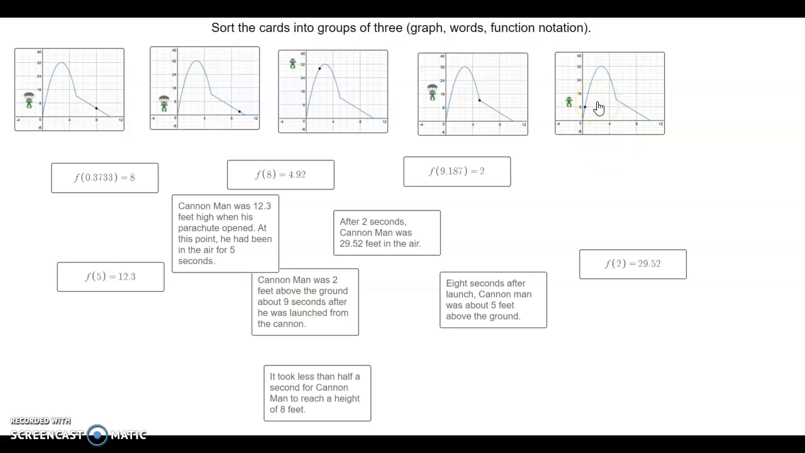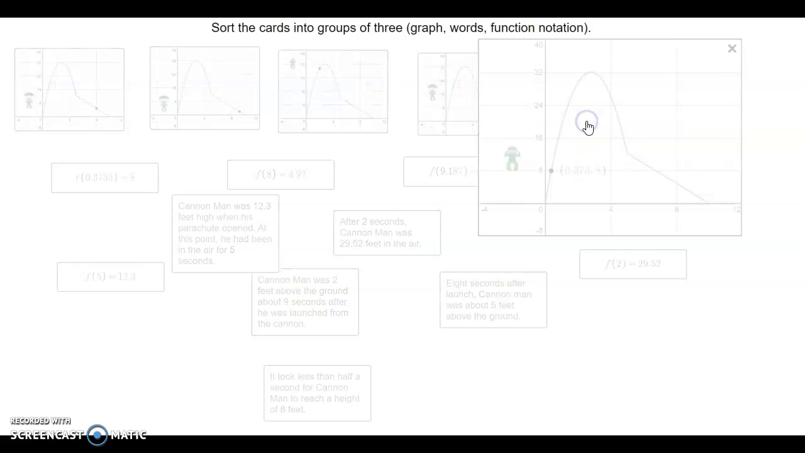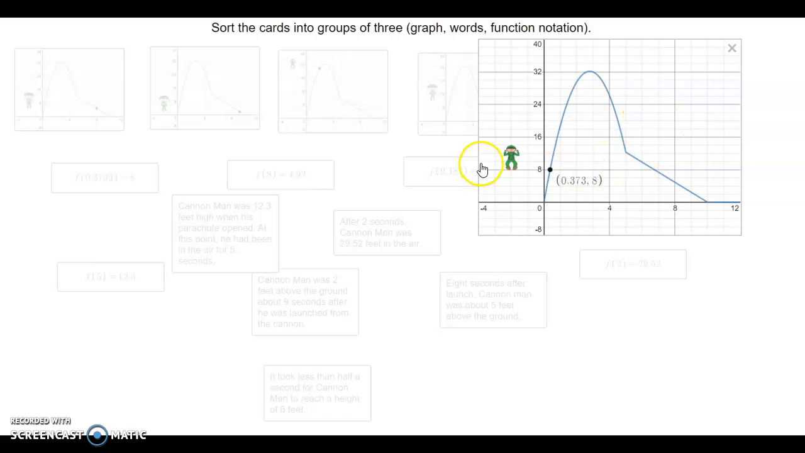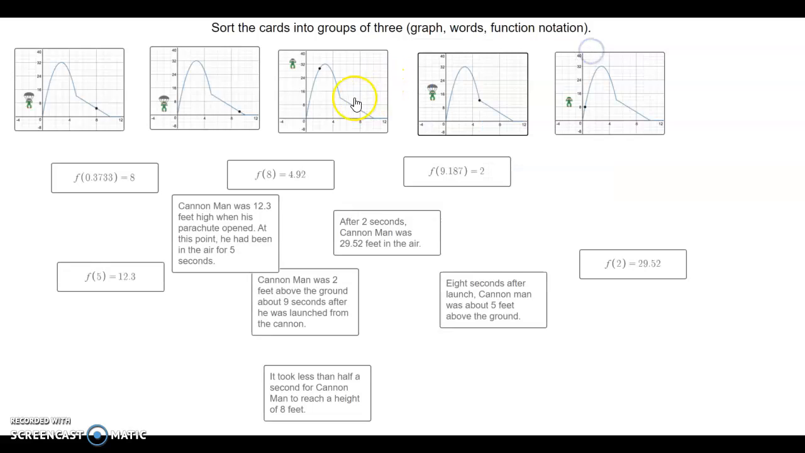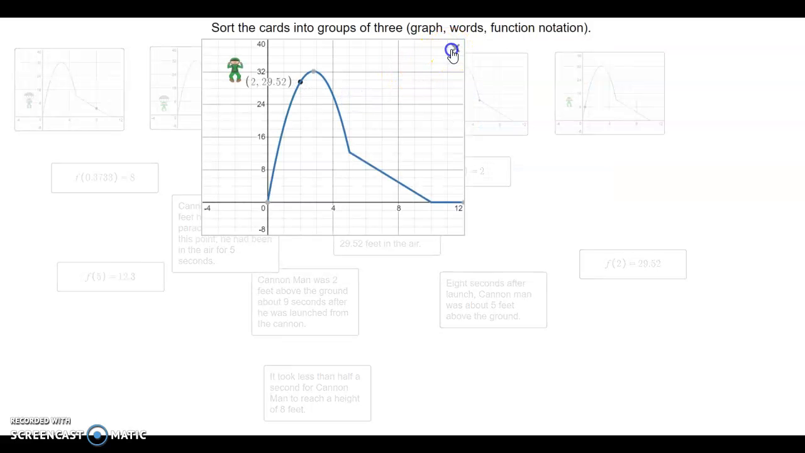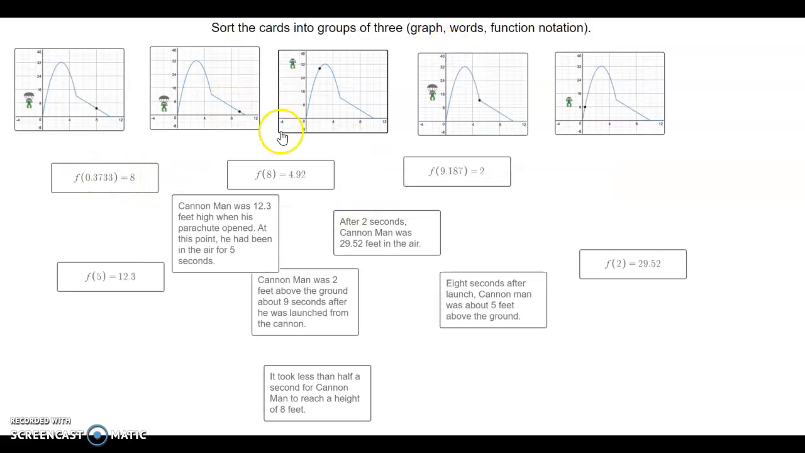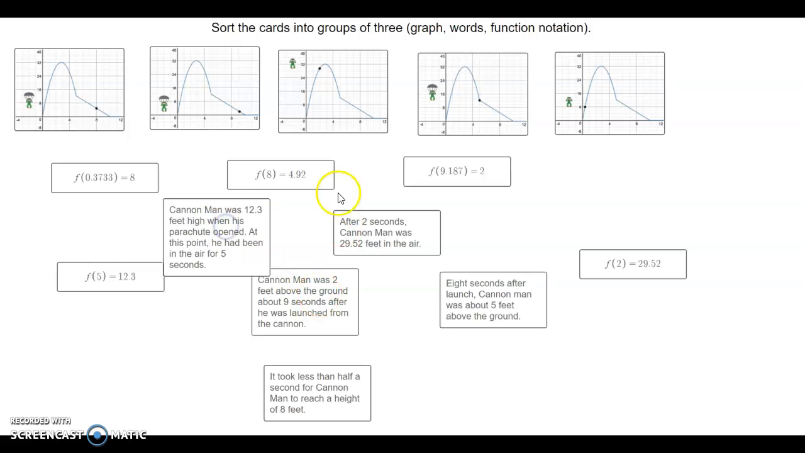So what you can do is you can definitely zoom in on these pictures. You can double click it and open it up, just in case you can't read it. So what you're going to do is match the words and the equation, the function notation, to each of these graphs. So go ahead and do that now.